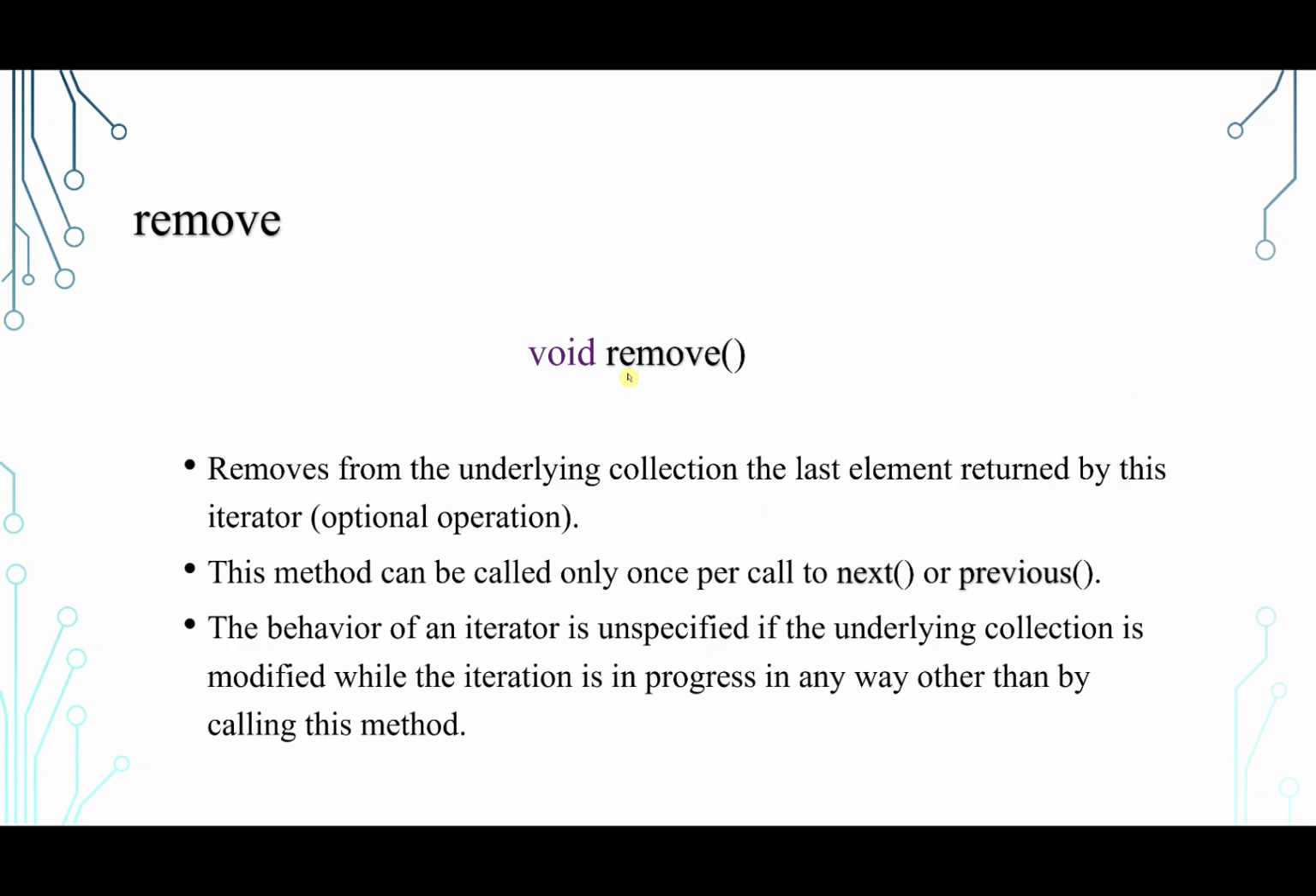So remove removes from the underlying collection the last element returned by this iterator. And again, this is an optional operation if you don't want to have it. This method can be called only once per call to next or previous. The behavior of an iterator is unspecified if the underlying collection is modified while the iteration is in progress in any way other than by calling this method. So if you did something other than calling remove and that removed an element, the behavior of an iterator is unspecified.